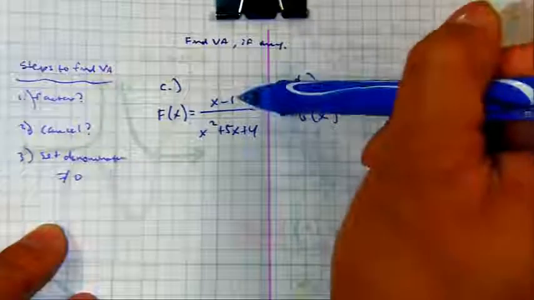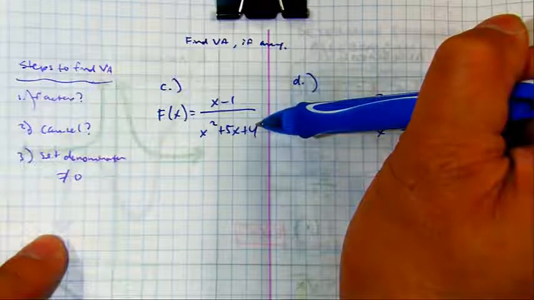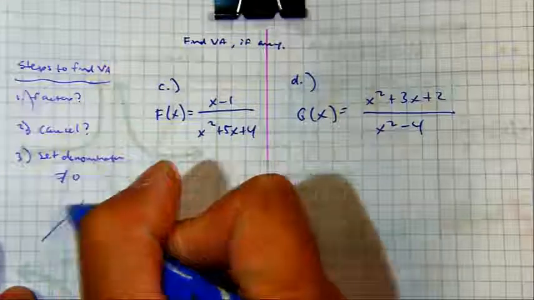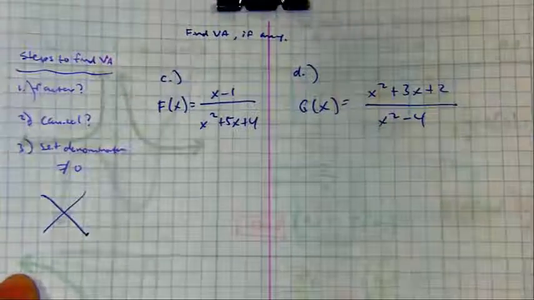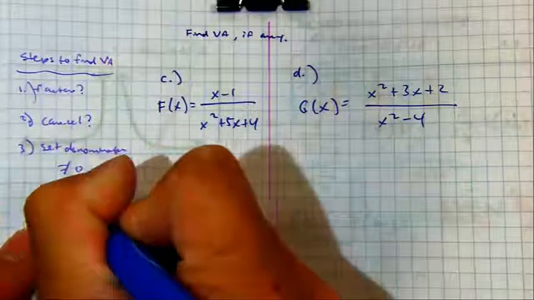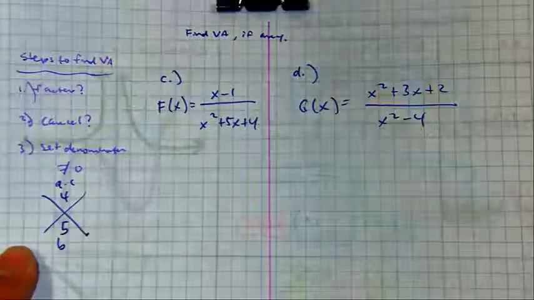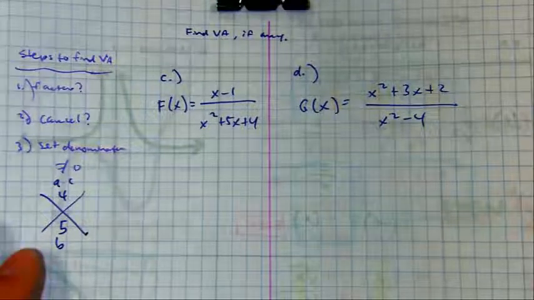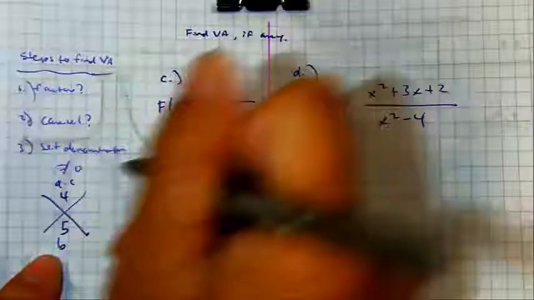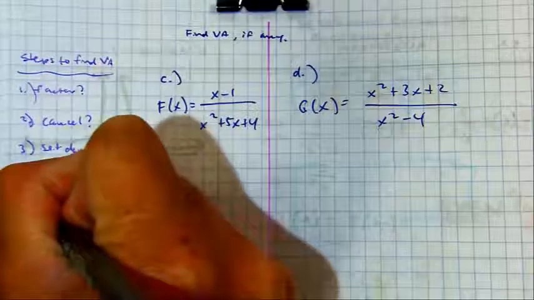Class, is this one factored? Yes, it is. Is this one factored? No. So we've got to factor it. I use the X-box method. A times C is the B value. Two numbers that multiply to be 4, but the same two numbers add to be 5. 4 and 1.